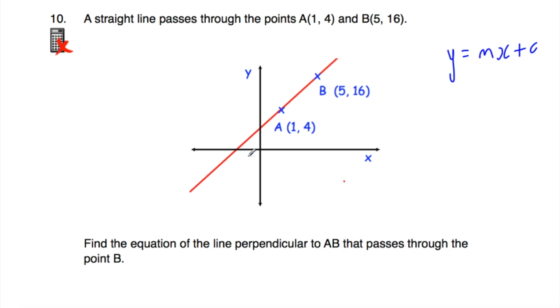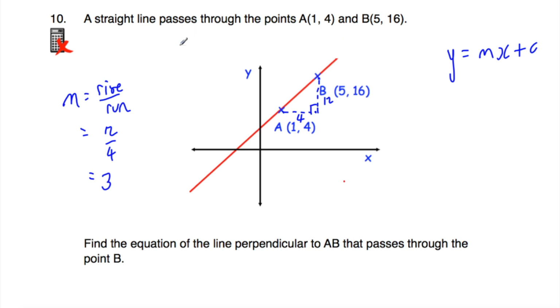So let's find the gradient of the perpendicular line to begin with. So if we find the gradient of this line, then we can find its negative reciprocal to find the gradient of the line that's perpendicular to it. So let's find the gradient of the line AB. So let's do a little right angle triangle, and let's find the rise and the run. So in terms of the run, we're going from 1 across to 5, so we're going 4 across here. And in terms of the rise, we're going from a height of 4 up to a height of 16, so we're going up 12. So gradient m is equal to rise over run. In terms of its rise, it's going up 12, and its run is 4, so we're going to do 12 divided by 4, and 12 divided by 4 is 3. So the gradient of this line is 3.